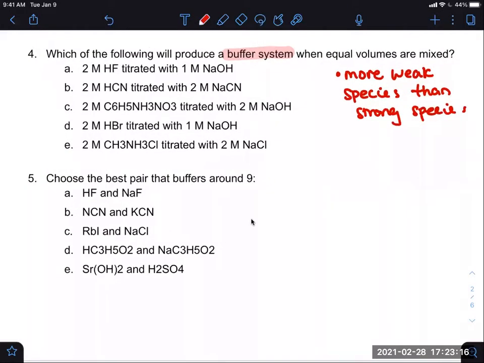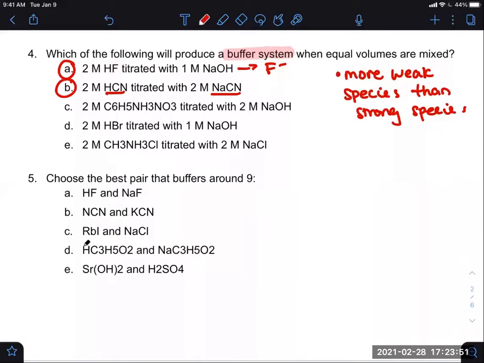So in this case, this is awesome, right? This is just what I wrote down. We have more of our weak species than our strong one. And so this will react together and they will form a buffer system. They'll form some F minus for us, and that will create one mole of HF and 1 mole of F minus. Okay, the next one, this is also a buffer system. We have conjugates here, right? This is the definition of a buffer, so that's all good.